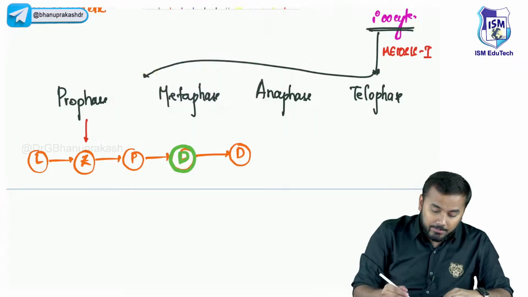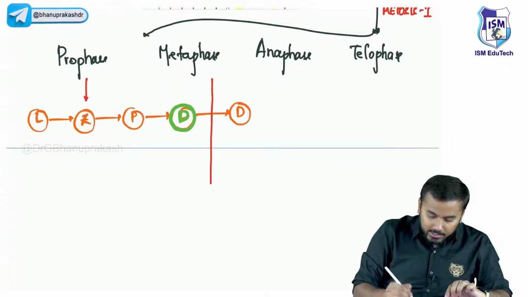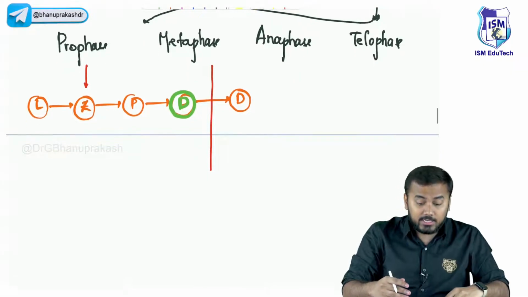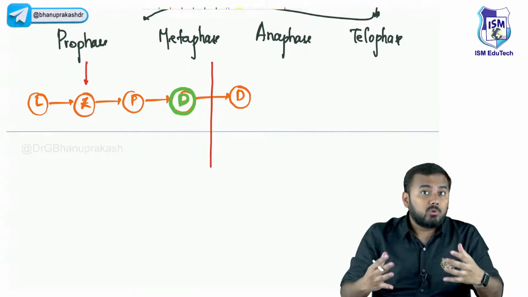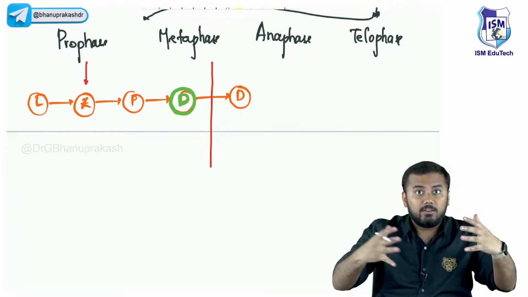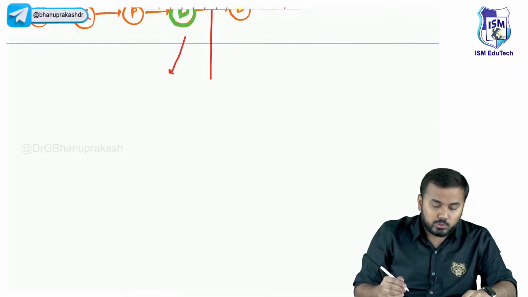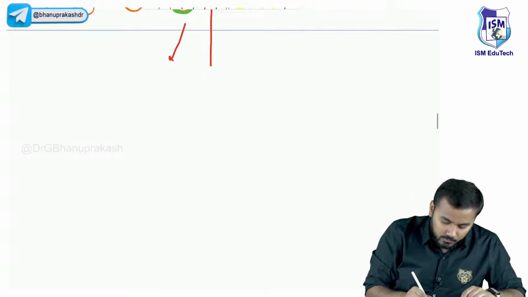Okay. So what is happening? The arrest is happening in the diplotene stage. So in the diplotene stage, how far has its development reached? We will see how much it has developed through all these stages. In the diplotene stage, the primary oocyte is like this. Now look here.